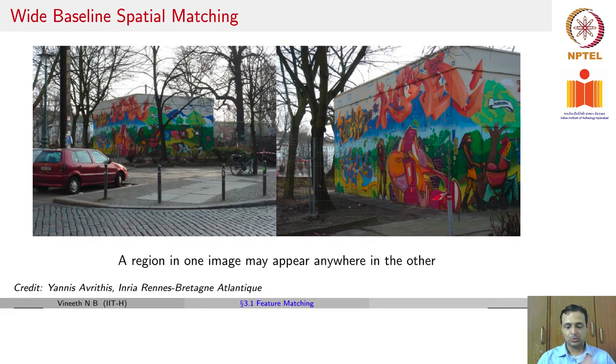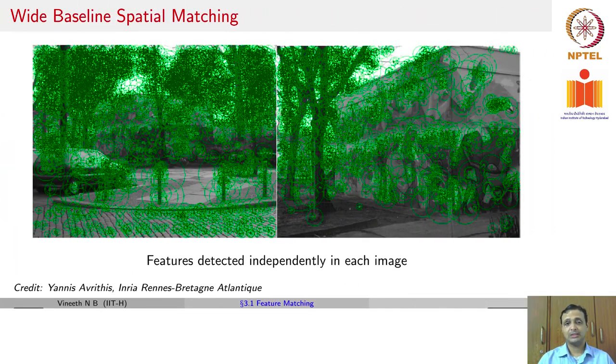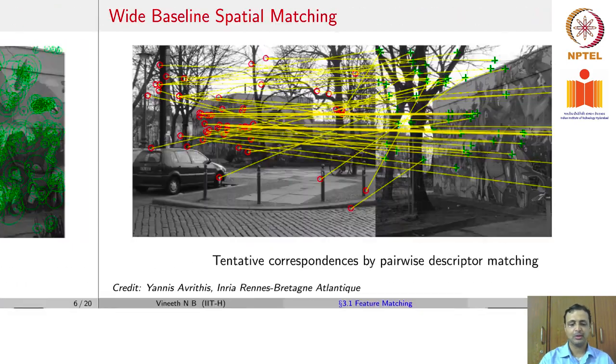So once again, in wide baseline spatial matching, you could have two images such as this, where a region in one image may appear anywhere in the other. There could be a zoom in, zoom out, it could be a different angle, or it could be translated by some bit. Any of those could happen when we try to do this kind of matching. So as we already said, we first independently detect features in both these images. Each of them are different features that you see across these images.